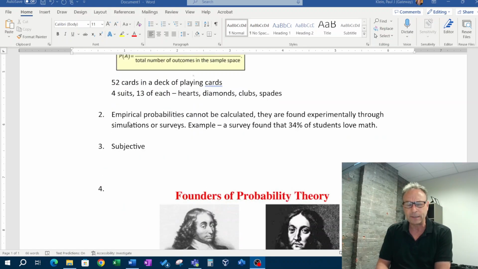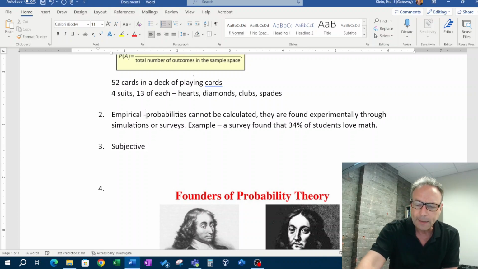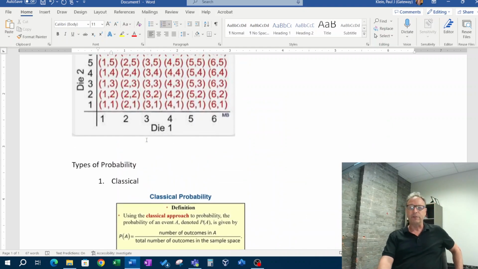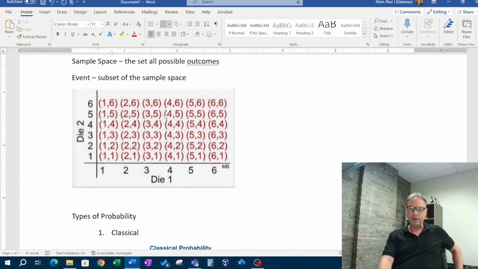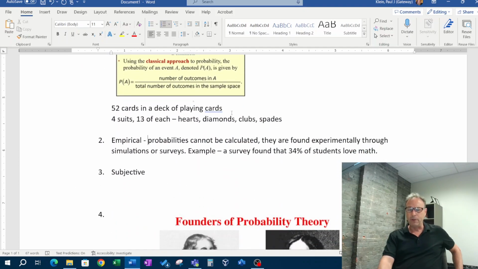The other type of probability is empirical. And that means we don't have this scenario where we know that each outcome is equally likely in the sample space. And just for example, how many students like math at the college, right? Well, how would we find that out? We would find out experimentally. We could give a large number of students a survey, and then just calculate how many of them like math.